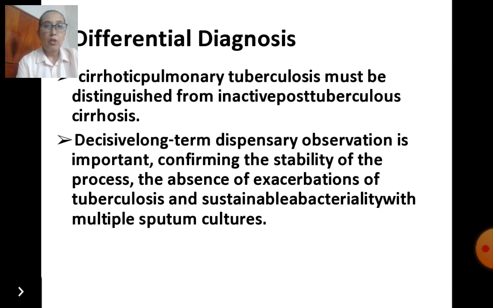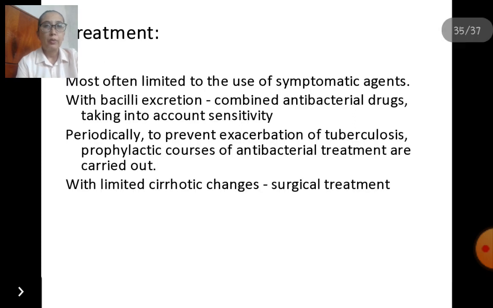Differential diagnosis. Cirrhotic pulmonary tuberculosis must be differentiated from inactive post-tuberculosis cirrhosis. A decisive factor is long-term dispensary observation, confirming the stability of the process, the absence of exacerbation of tuberculosis, and sustainable bacterial excretion with multiple sputum cultures.